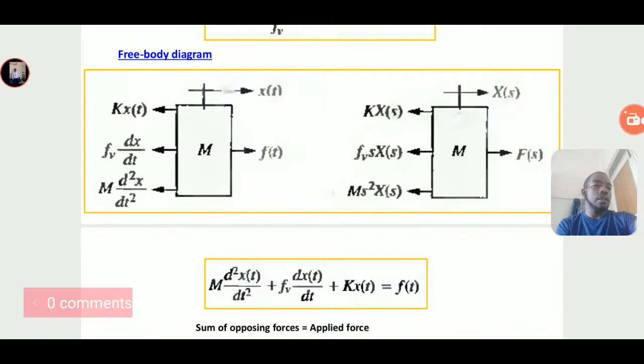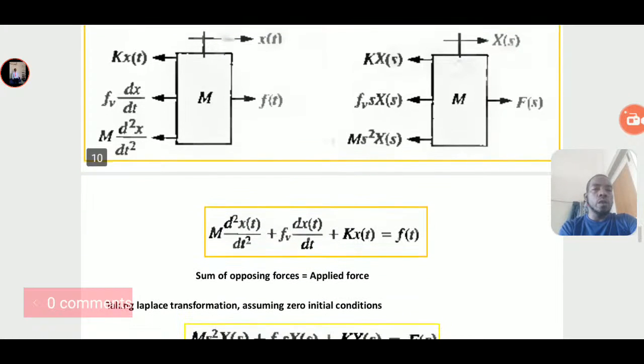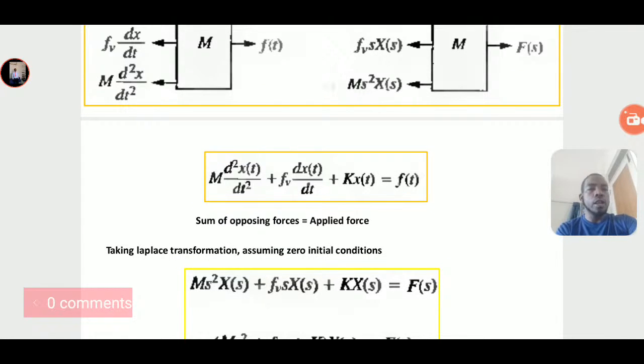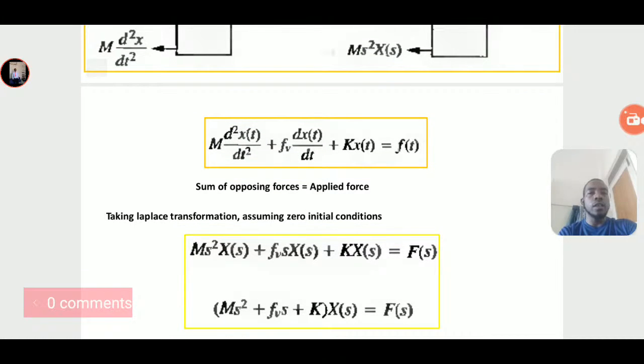Now we are changing these equations into Laplace form. Obviously, the time domain becomes the frequency domain, with s. When we write it in equation form, f of t is equal to m d square x of t over dt square plus fv dx of t over dt plus k into x of t. This is the sum of opposing forces equal to the applied force.